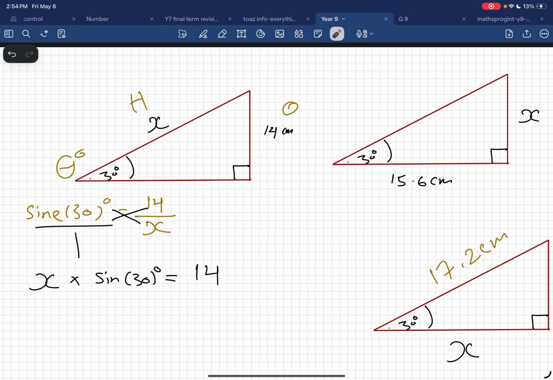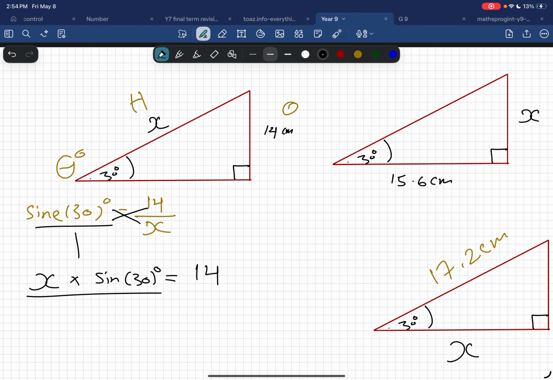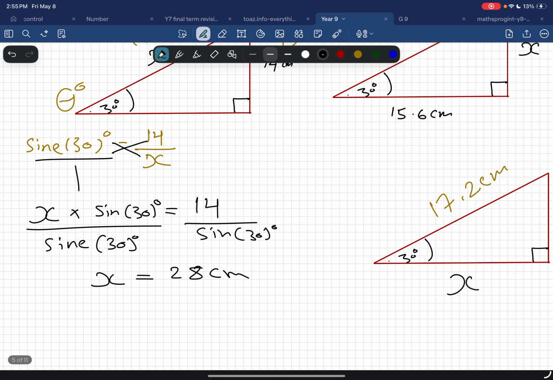I want the x on one side because this is what I want to find. I want to make it the subject. Since there's multiplication between the x and sine 30, I'm going to divide both sides by sine 30. You plot this on the calculator, 14 divided by sine 30, and it is going to be 28. So the value of x is 28 centimeters.